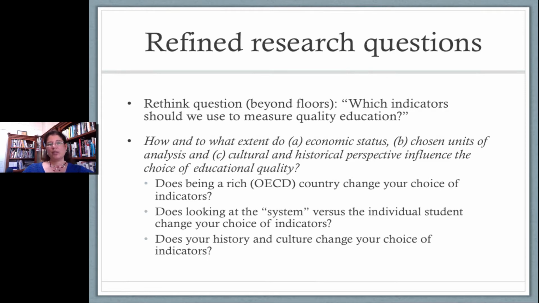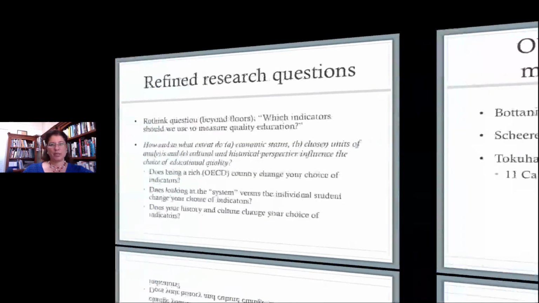We also looked at the choice of units of analysis. So looking at a systems review of a country to judge quality, versus looking at individual student learning outcomes or teacher standards or different aspects of your budget, which level you decide to look at or focus on will also change the way you prioritize your indicators. And then also, historically and culturally, there are different value systems that go along with the choice of indicators, which is a third question that we're looking at in this particular paper.